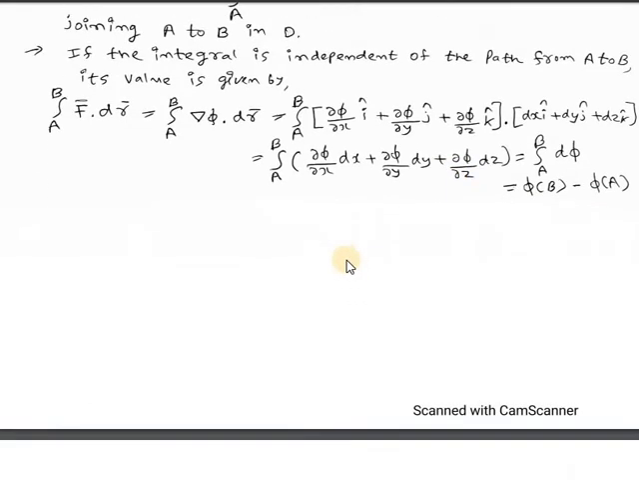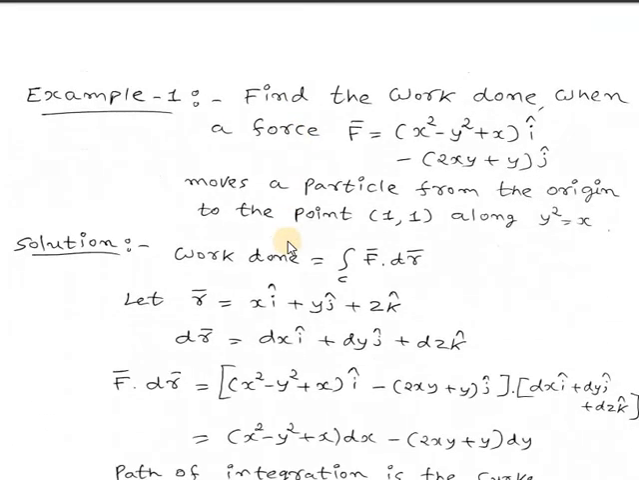Now let us discuss example number 1: find the work done when a force moves a particle from the origin to the point (1, 1) along the curve y square equal to x. So here we have to find the work done. This is an application of line integral, because the line integral is given by f bar dot dr bar. Here f is force and this is displacement, and you know very well the product of force and displacement gives work done. So work done is given by integration f bar dot dr bar.